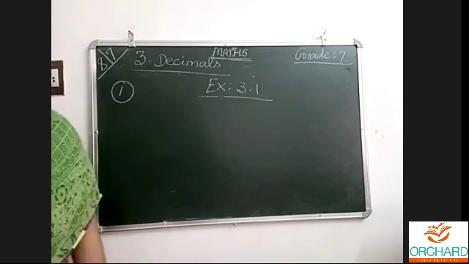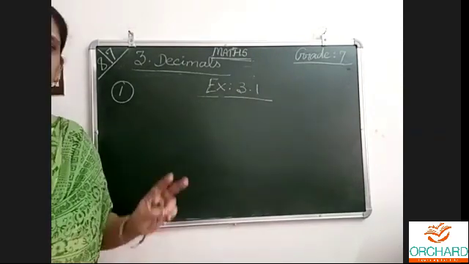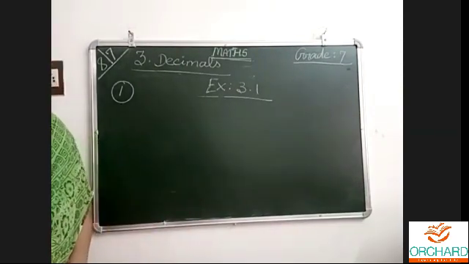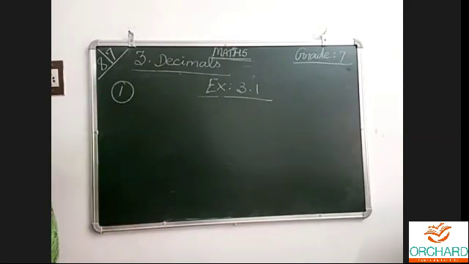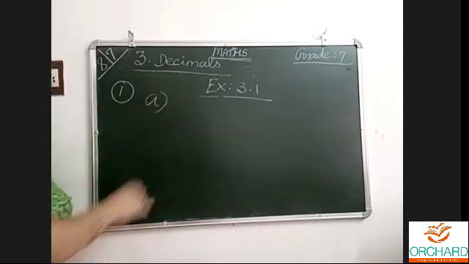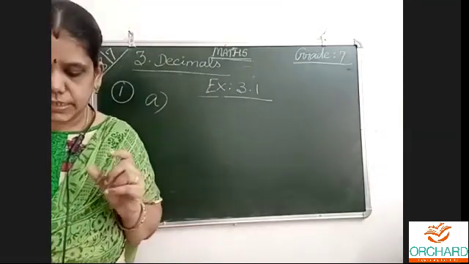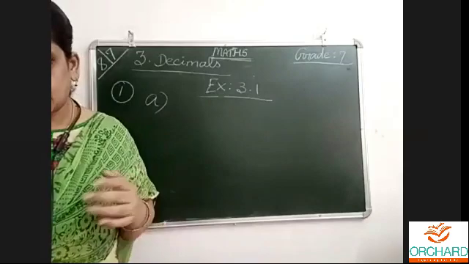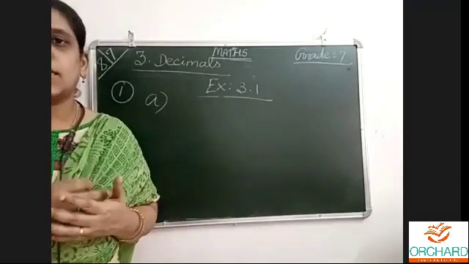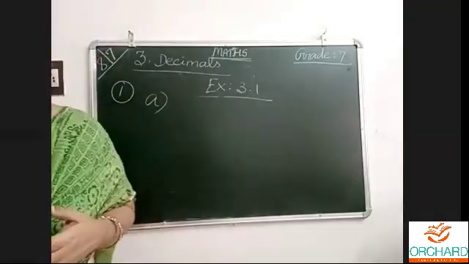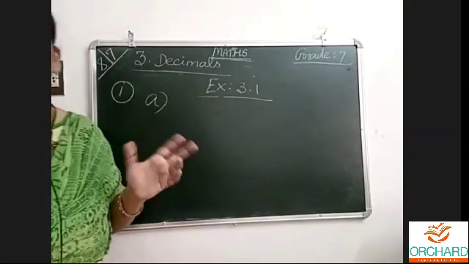A, B, C, D, E, F. E and F alone I will keep for you. A, B, C, D, all we will do. All easy. Question number 1. What number is 10 times as large as 3.25?